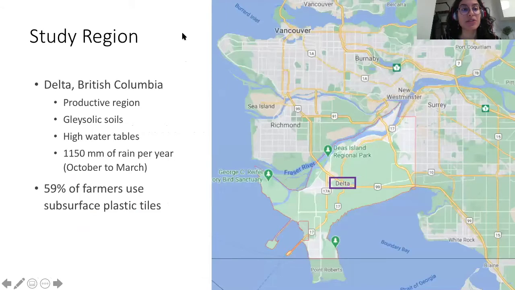My study region was Delta in the province of British Columbia. This is a productive agricultural region that has glaciolacustrine soils, high water tables, and receives above 1,000 millimeters of rain per year, usually from October to March. In this region, the majority of farmers use some sort of artificial drainage strategy to deal with the excess water in their fields, and 59% of farmers use subsurface plastic tiles.